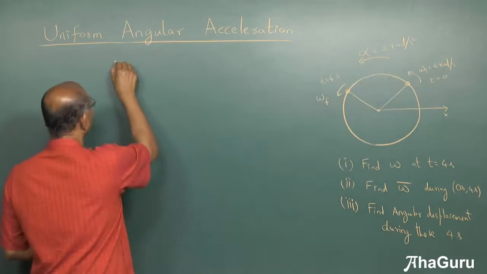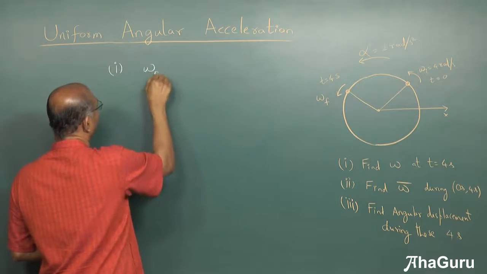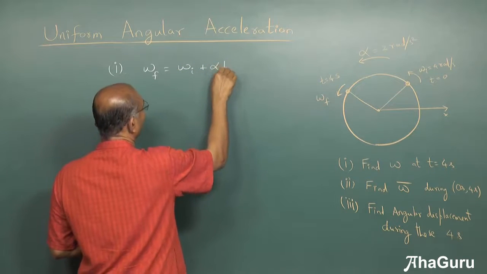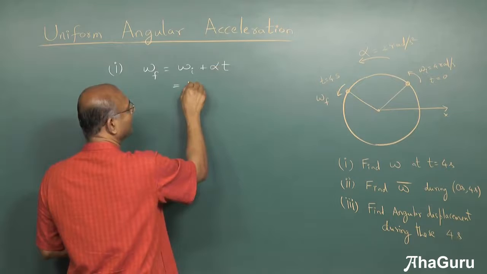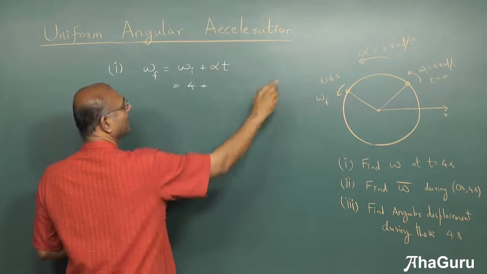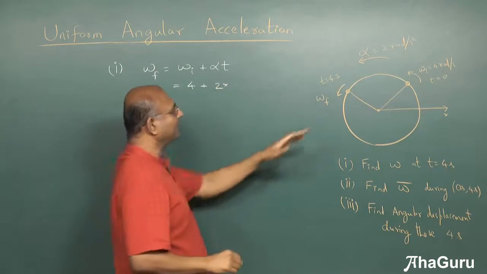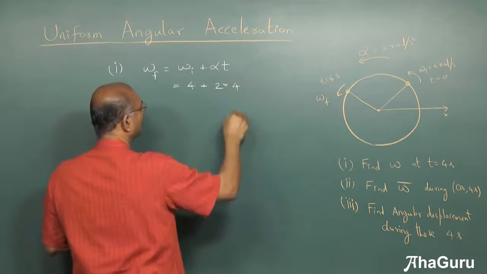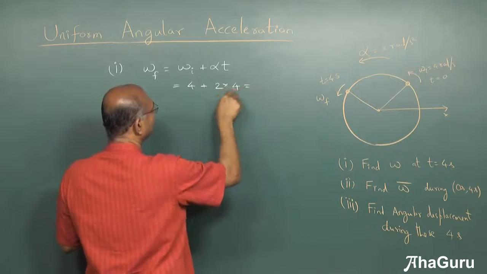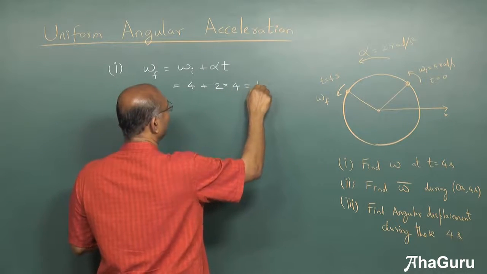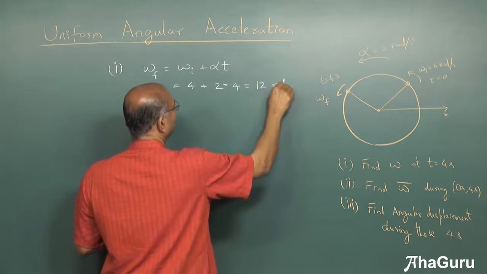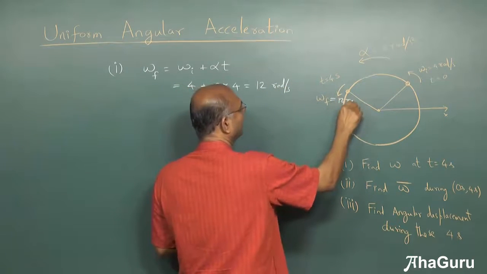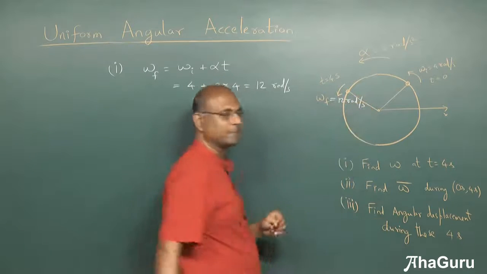Then the first part, which is to find what is the final angular velocity, all we have to do is to say initial angular velocity plus alpha times time. Initial angular velocity is 4 radians per second, alpha is 2. The time interval from t equals 0 to t equals 4 is 4 seconds. So that is just into 4 here. So 4 plus 4 into 2, so 4 plus 8, 12 radians per second. So that means the final angular velocity here is 12 radians per second.